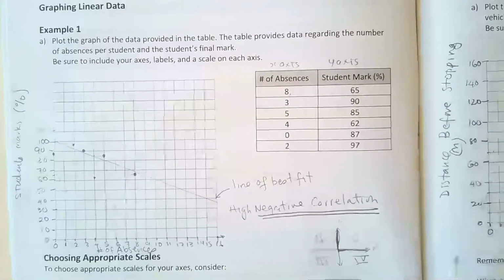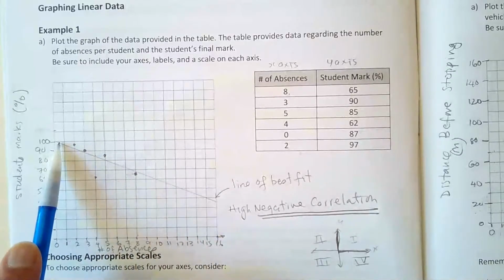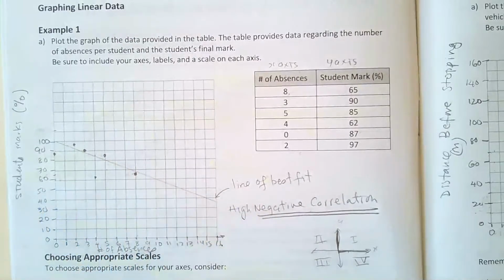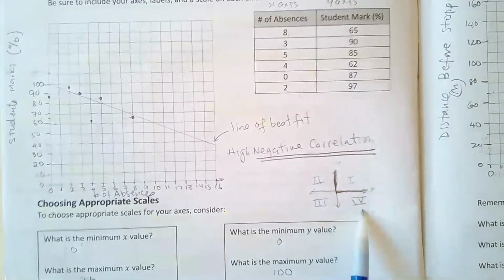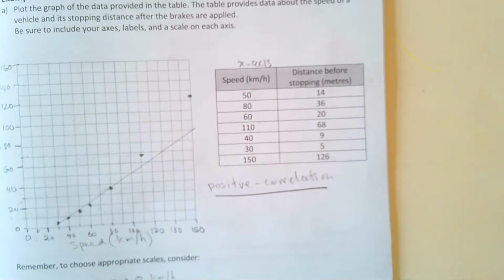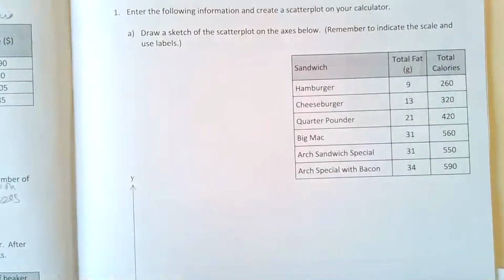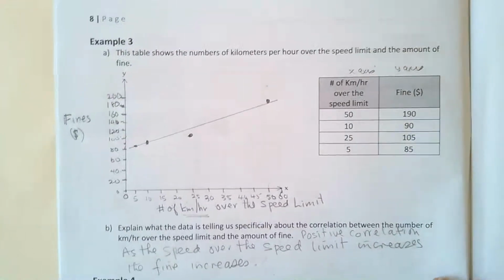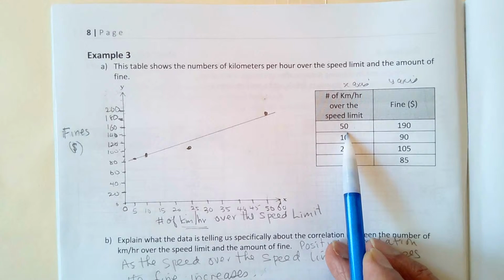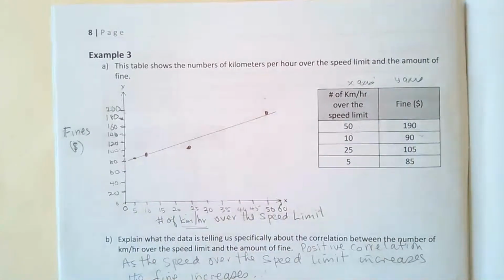In this case, we have a negative correlation because the line is going downwards, a downward trend, and we constructed a line of best fit. Just recall also the quadrants are 1, 2, 3, 4. So just remember that. We also looked at a positive correlation, and from this, we are able to read off our data. And the last one, we did example 3. We were given speed over the speed limit and fines, and we plotted those points.